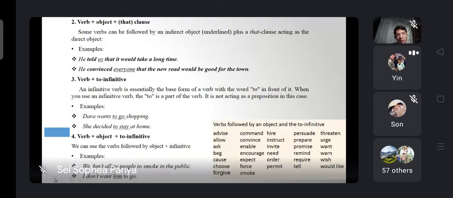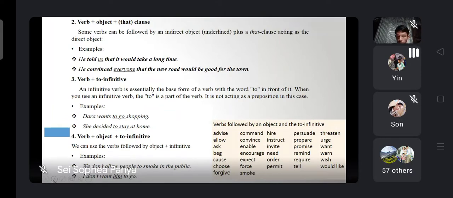Number four, verb plus object plus to infinitive. This form is similar to form number three, it just adds an object in front of the verb and to infinitive. We can use the verb followed by object plus to infinitive. Let's see an example.